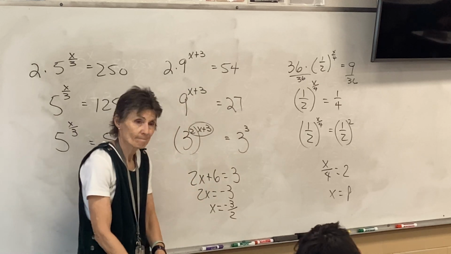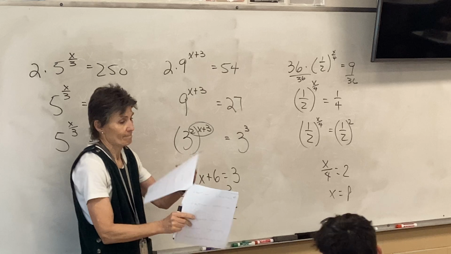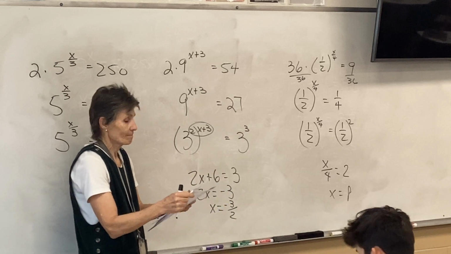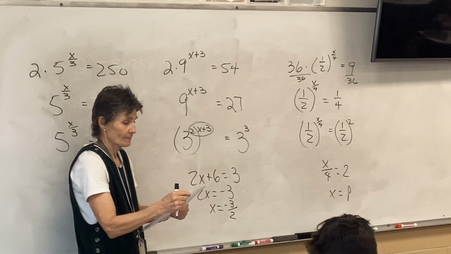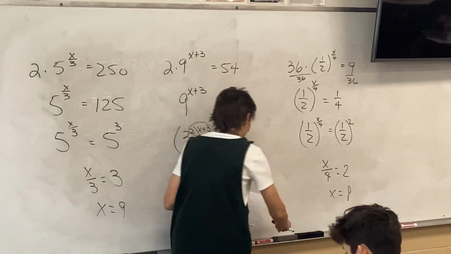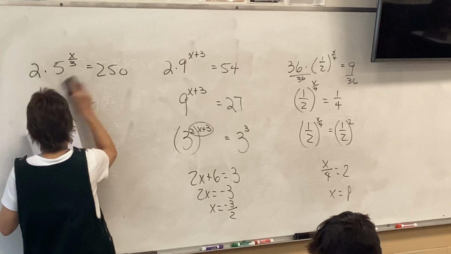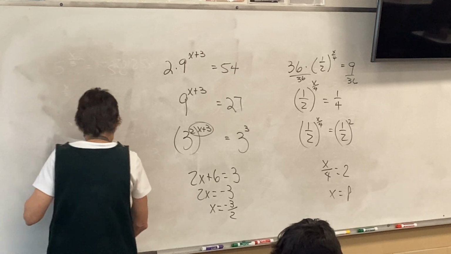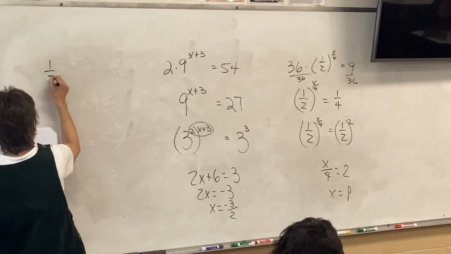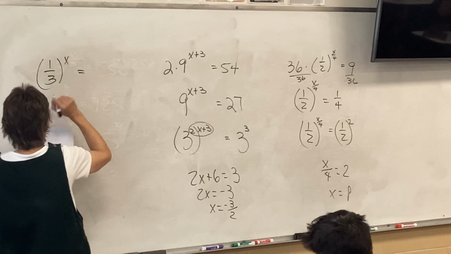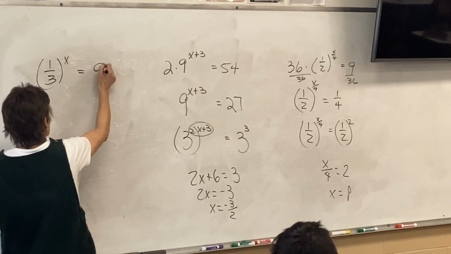I got a little confused on that one. Okay, 2 more and we'll go on. H and I. Divide by 27. Okay, that sounds like a good idea. So 1/3 to the x is going to equal, what is that? 9. Okay.